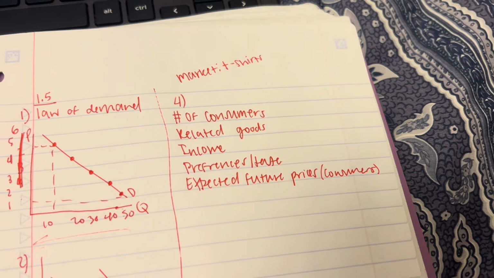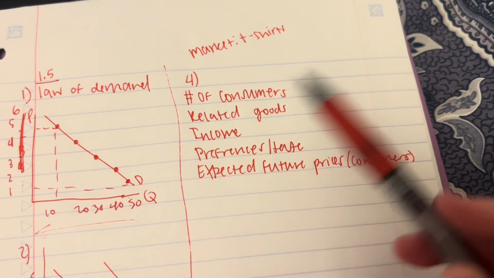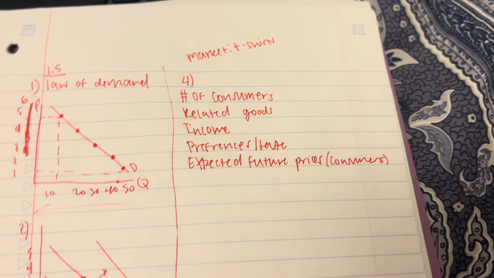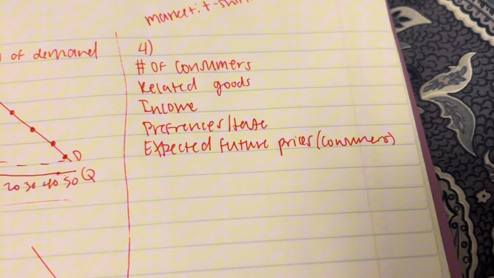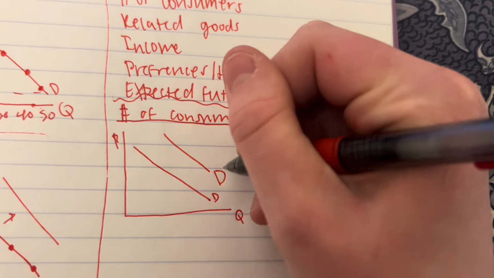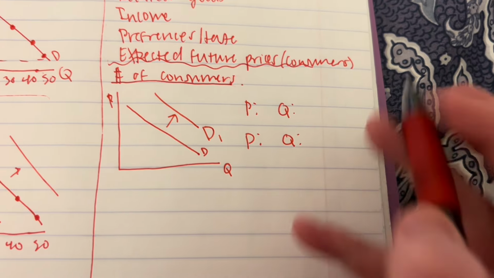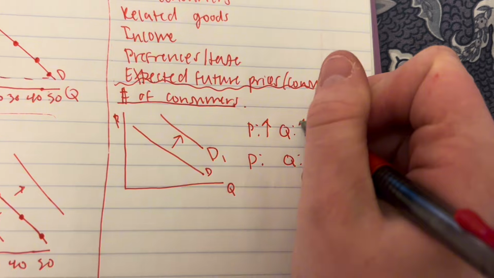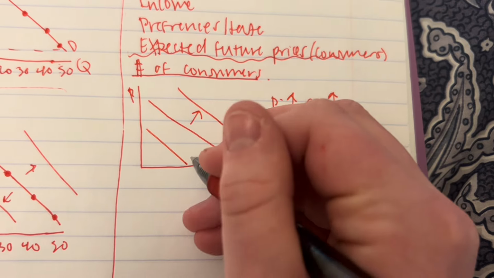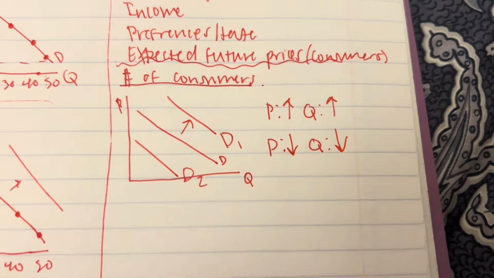The next question is asking to explain the determinants of demand. So #ripe is number of consumers, related goods, income, preferences and tastes, and expected future prices from the consumers. If there's a larger number of consumers for t-shirts, then the demand will go up and shift to the right, which causes the price and the quantity to increase. But if the number of consumers decreases, it will cause the demand to decrease, which causes the price and the quantity to both go down.